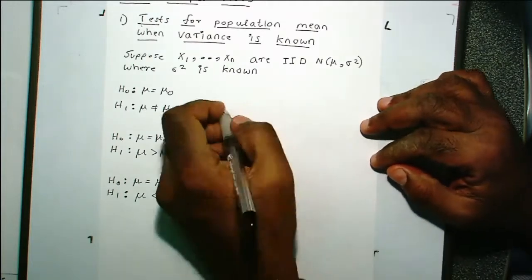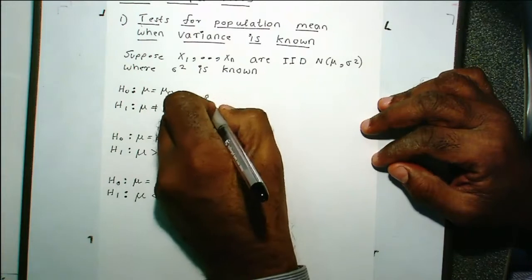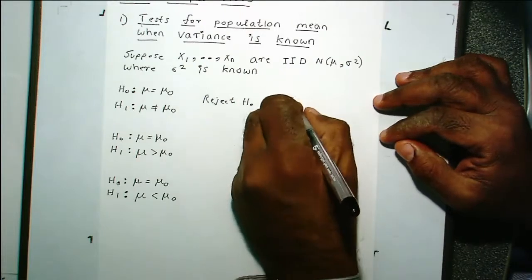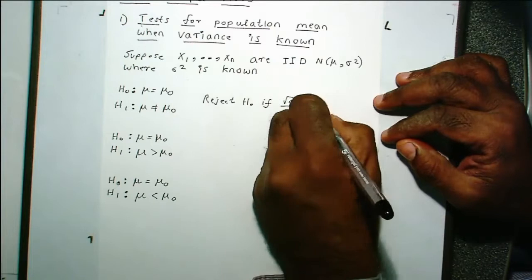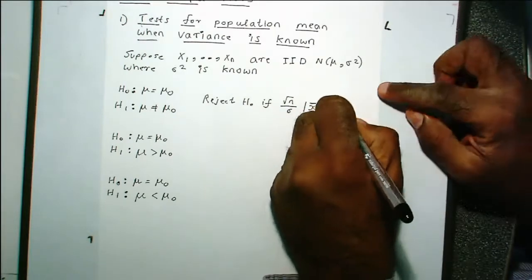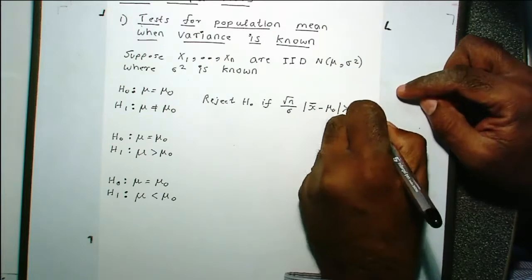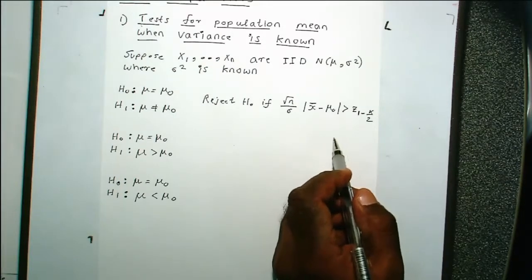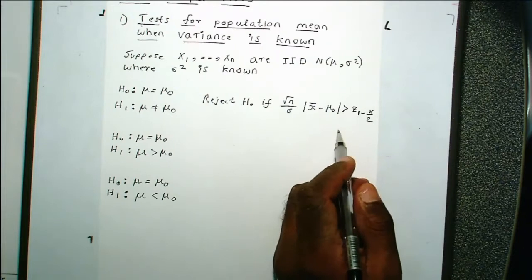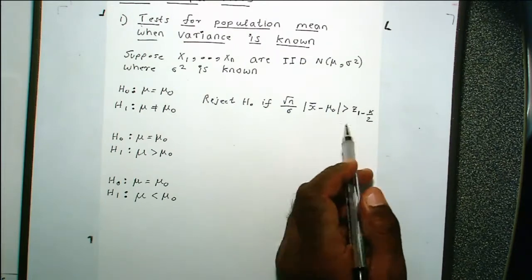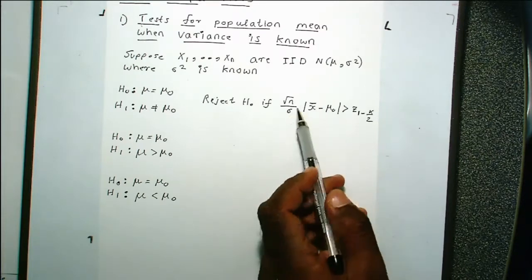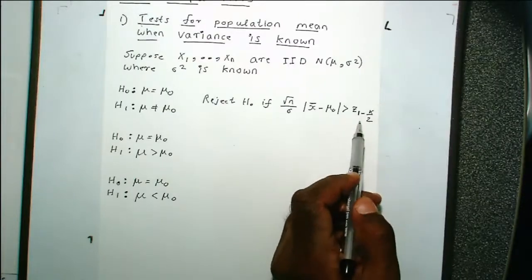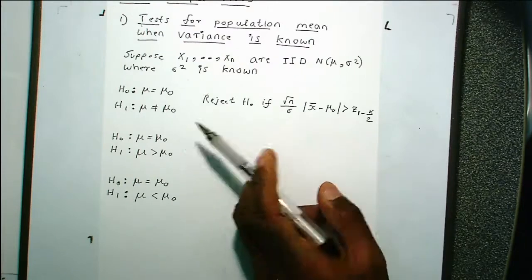Now, the rejection rule is as follows. For this one, you reject H0 if this is true. Remember I told you a few minutes ago that the rejection rule takes the form of an inequality. In this case, the inequality is of this form: if root of n divided by sigma times the absolute value of the difference is greater than this quantity, you know how to read this, yeah? Then you will reject the null hypothesis.